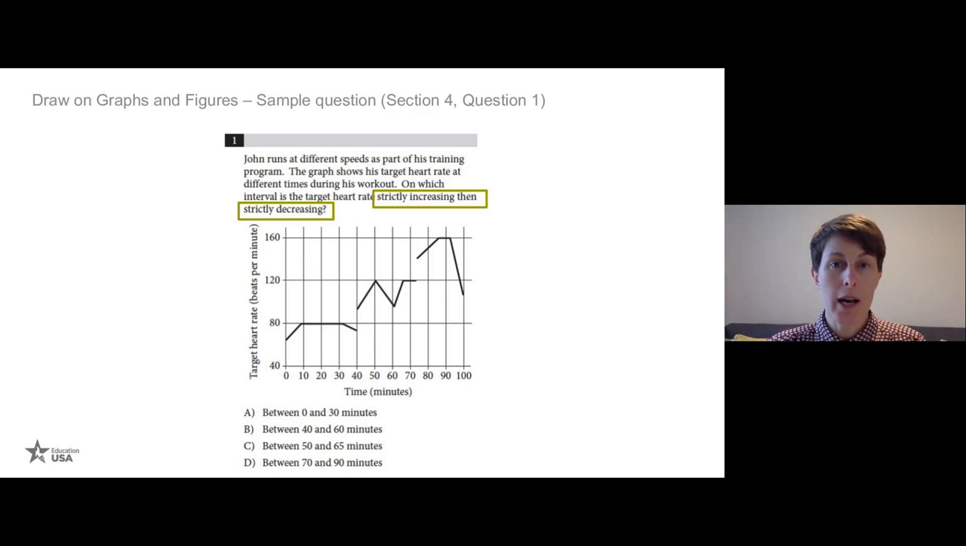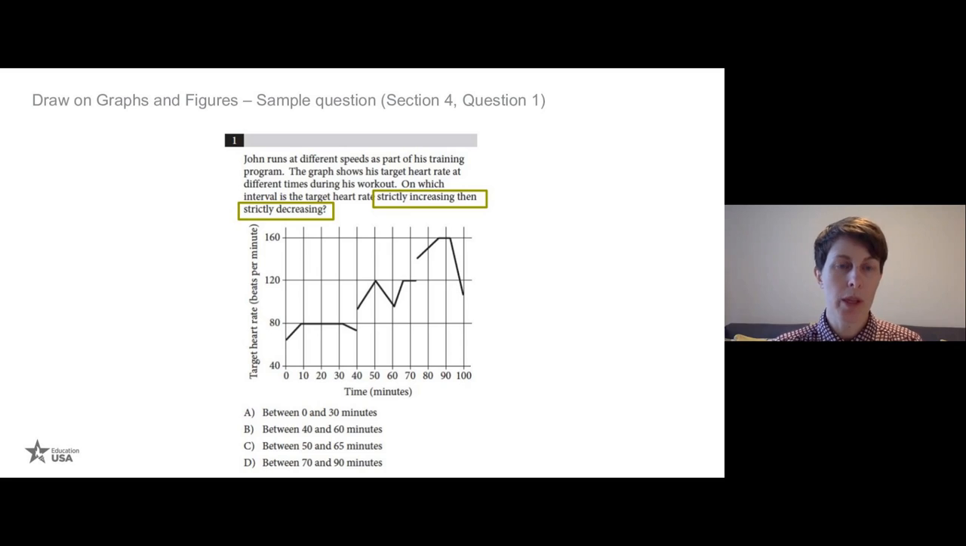So the first strategy we're going to talk about is just drawing on graphs and figures. As you can see, if you're reading through a short word problem, we've got John runs at different speeds as part of his training program. This graph, so it's just that first sentence is explaining what you're looking at. This graph shows his target heart rate at different times during his workout. More explanation. On which interval is the target heart rate strictly increasing and then strictly decreasing? Okay, cool.